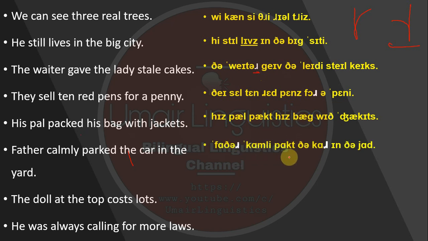Father calmly parked the car in the yard. Once again, in British English it would be like that. Then this one: the doll at the top costs lots. In British English, the symbol is the vowel in "top", but in American English it is actually this other sound.